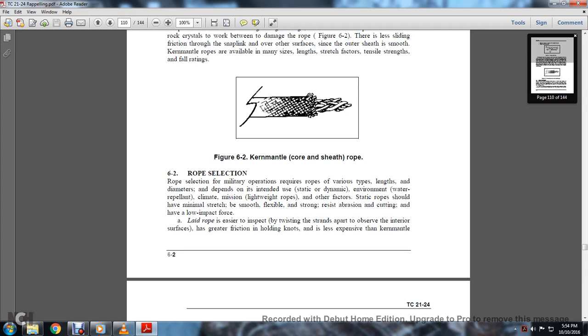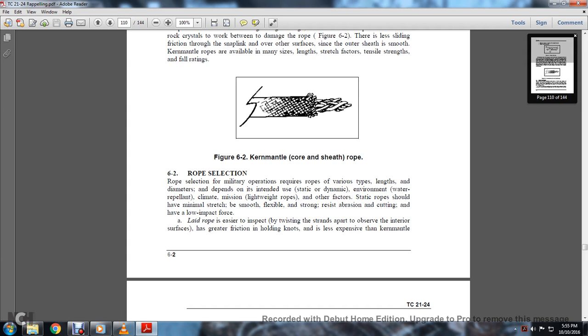6.2 Rope selection. Rope selection in military operations requires ropes of various types, lengths, and diameters depending on their intended use: static or dynamic, environmental, water repellent, climbing mission, and lightweight ropes. Other factors: static ropes should have minimal stretch, be smooth, flexible, strong, resistant to abrasion and cutting, and have low impact force. The laid rope is easier to inspect by twisting the strands apart to observe the interior surface.